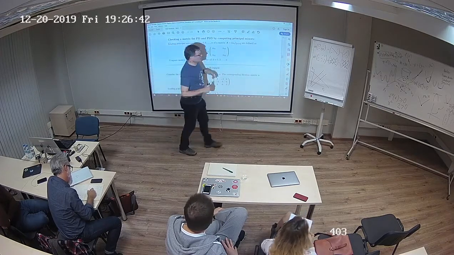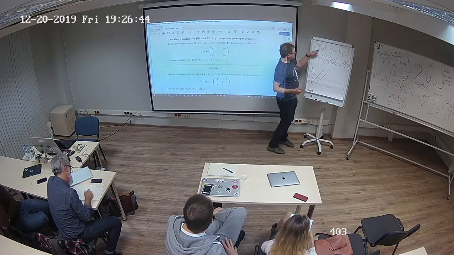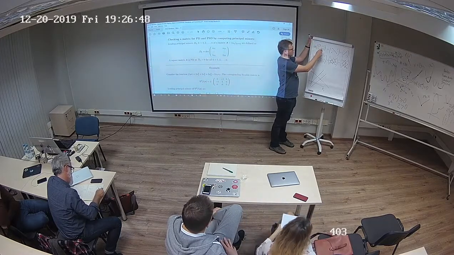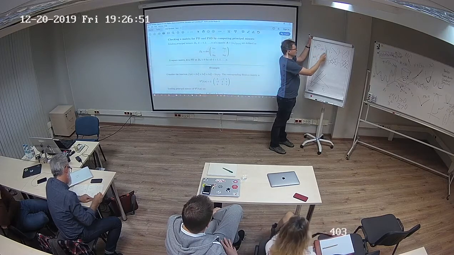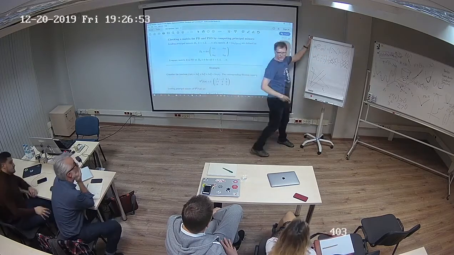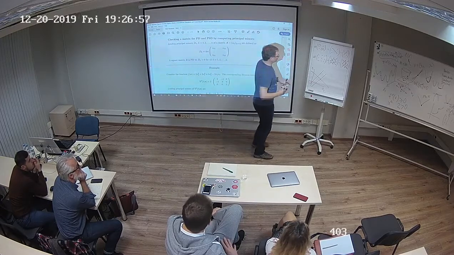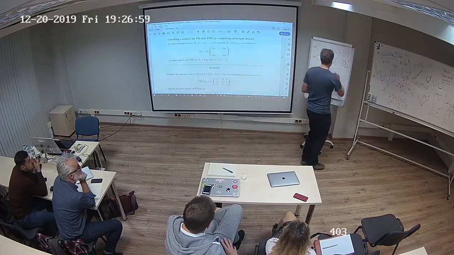Now, what are the principal minors for a 2 by 2 matrix? The determinant of this number, which is the number itself, the determinant of this number, which is the number itself, plus the determinant of the 2 by 2 matrix, which is computed this way. What are the principal minors for the 3 by 3 matrix? This is much more complex.